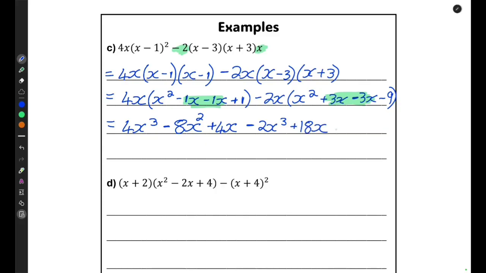Okay, I am looking for like terms. I can see there's a 4x cubed minus 2x cubed. That gives me 2x cubed. Just the minus 8x squared. And then 4x plus 18x gives me 22x. Great, that is the answer. This is an exam type question, and it can easily count up to 5 or 6 marks.